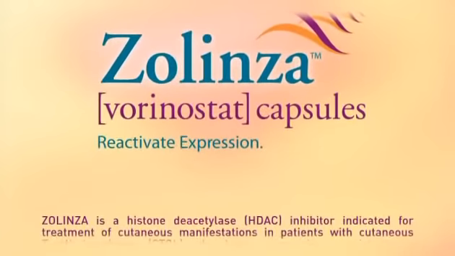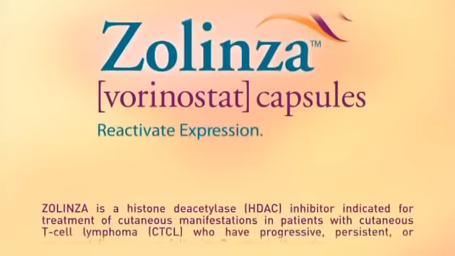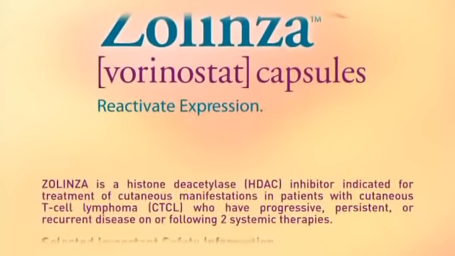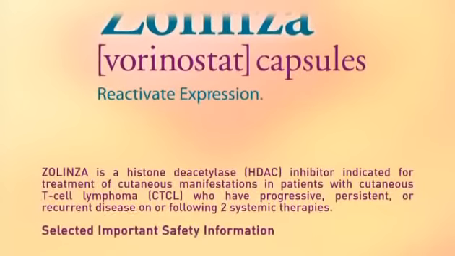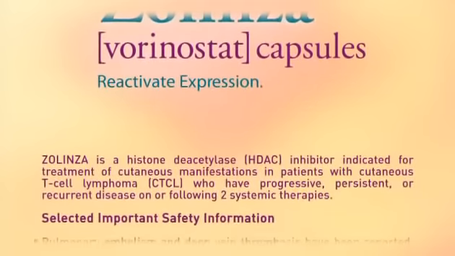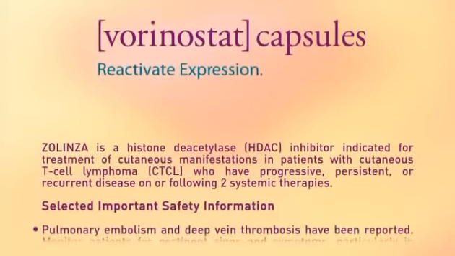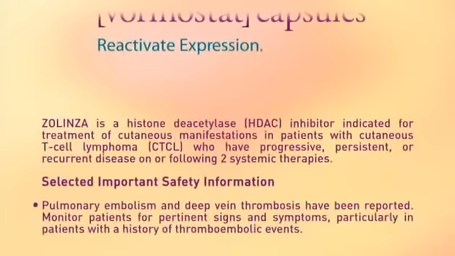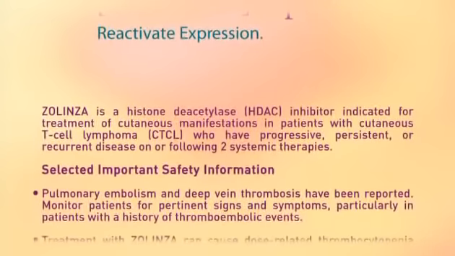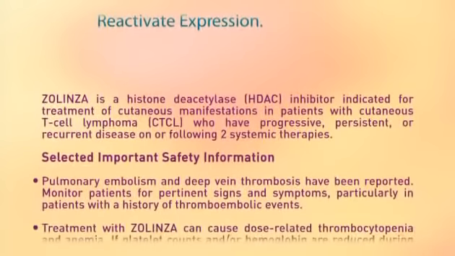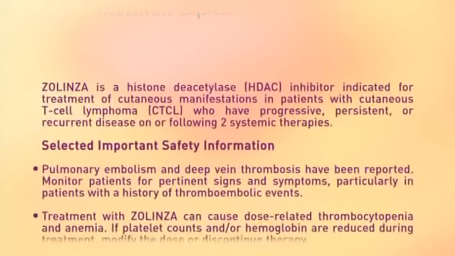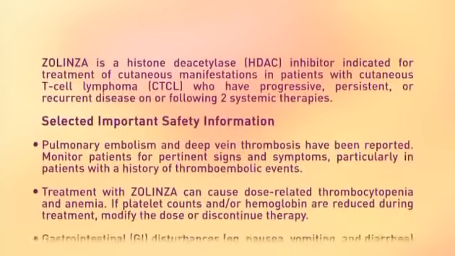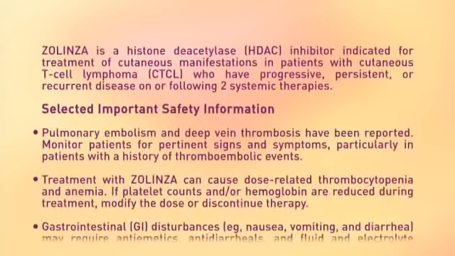Zolinza is a histone deacetylase HDAC inhibitor indicated for treatment of cutaneous manifestations in patients with cutaneous T-cell lymphoma, CTCL, who have progressive, persistent, or recurrent disease on or following 2 systemic therapies. Selected important safety information. Pulmonary embolism and deep vein thrombosis have been reported. Monitor patients for pertinent signs and symptoms, particularly in patients with a history of thromboembolic events.